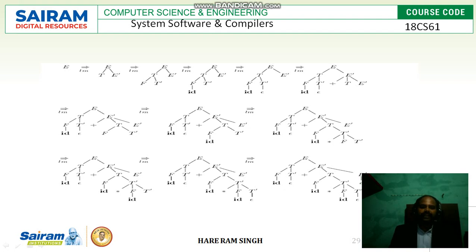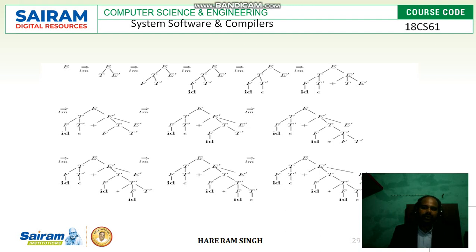Then next is T'. T' will be replaced with epsilon because we got the string whatever we wanted: id + id * id. And the next non-terminal variable E' will be replaced with epsilon. So this is how the top-down parse tree for the given string will be generated.